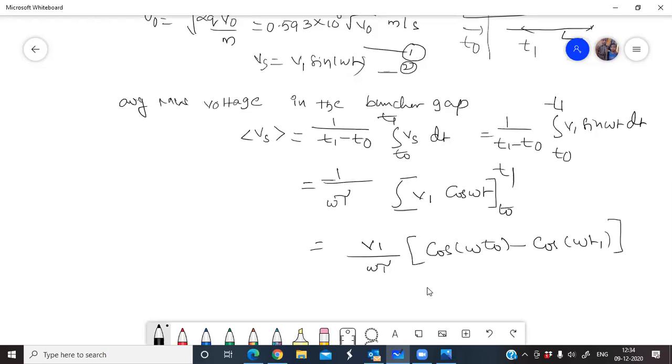Repeating once again, the average microwave voltage Vs is equal to V1 by omega tau into cos omega T0 minus cos omega T1. Here what is V1? Don't confuse V0 and V1. Capital V0 is the DC voltage, and what is capital V1?